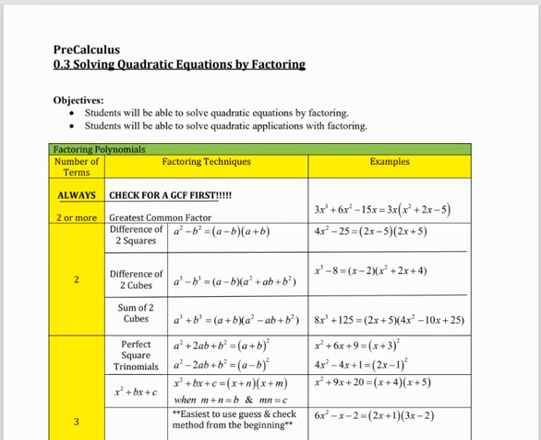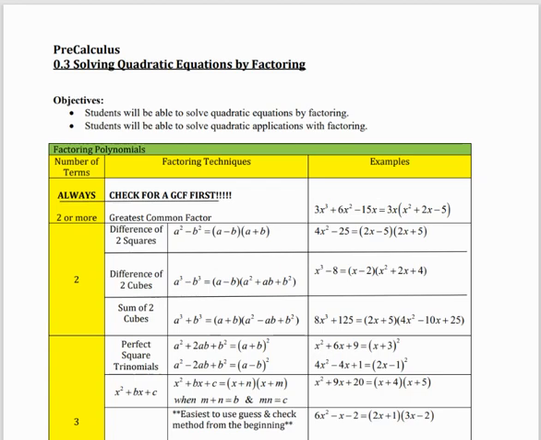The second part of section 3 is solving quadratic equations by factoring. So we're going to recall all of our factoring rules and solve these equations using these methods. The first thing you always want to do is check for your GCF, right? If we can factor out a GCF, it's going to make the factoring a lot easier.